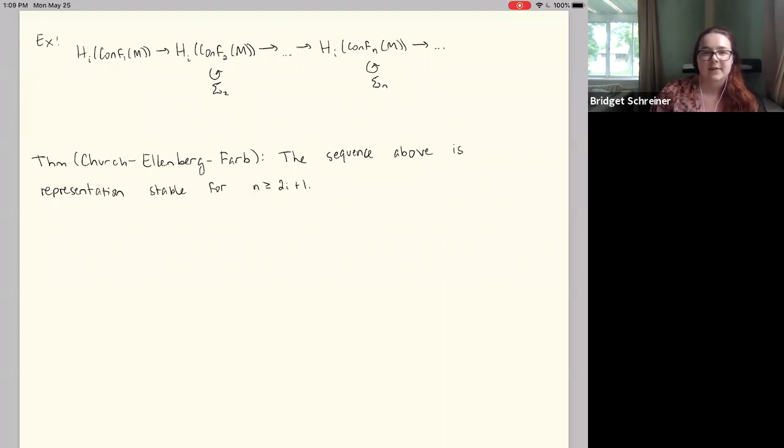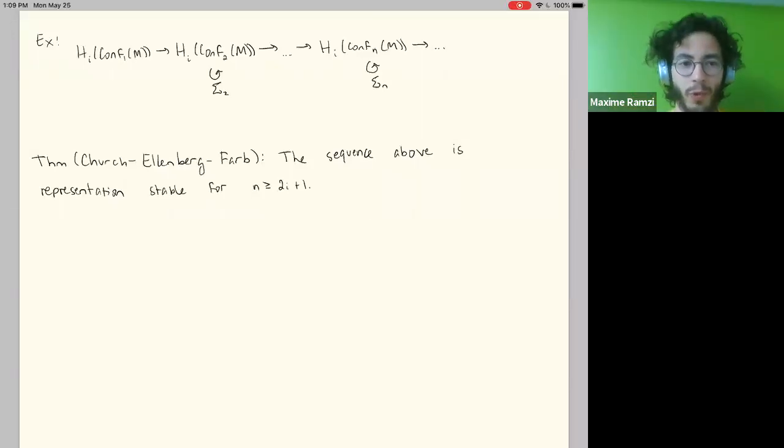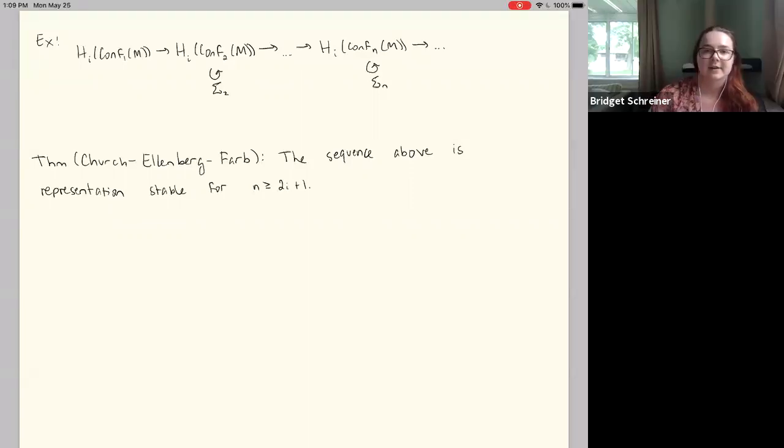Are there any questions so far? Yeah, I actually have one. Which coefficients are you considering your homology in? Integer. So, okay. Yeah.